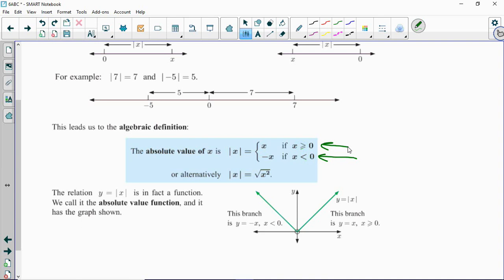Second definition here, absolute value of x is equal to the square root of x squared. So we could put a negative number in here, square it to get a positive, and then take the square root of it.